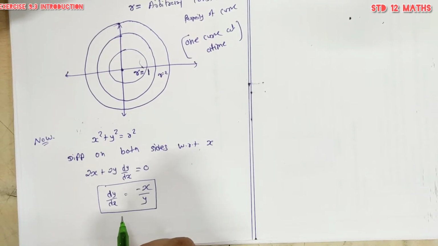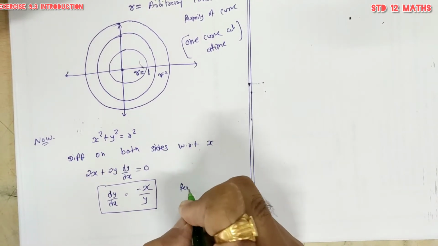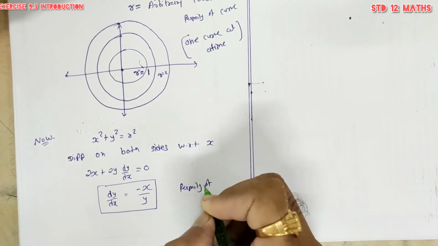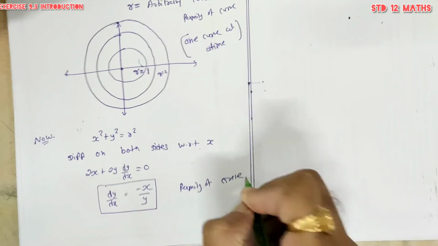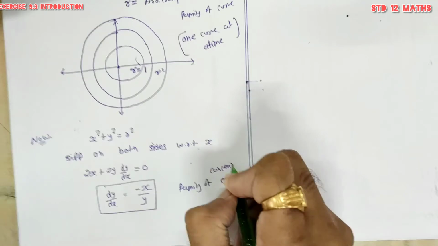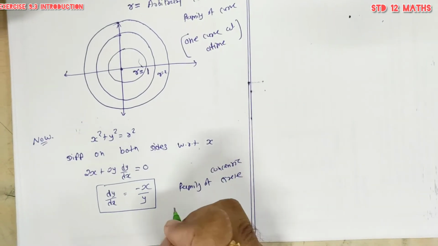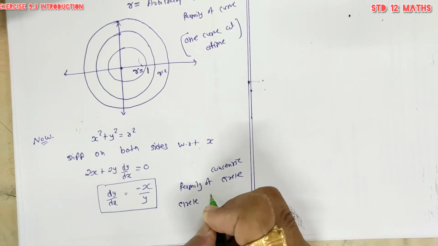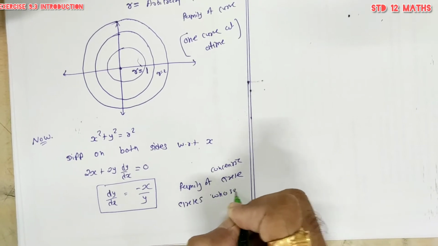So this differential equation represents the family of all the concentric circles whose center is at origin. Done. So this will represent the family of concentric circles whose center is at origin.